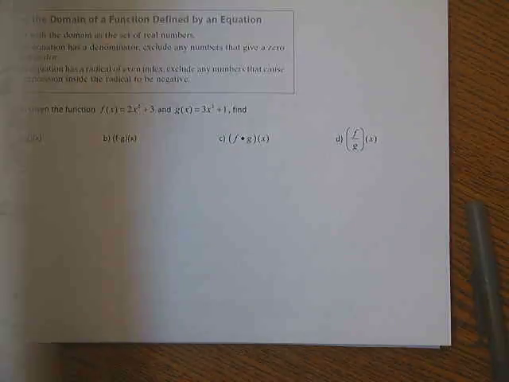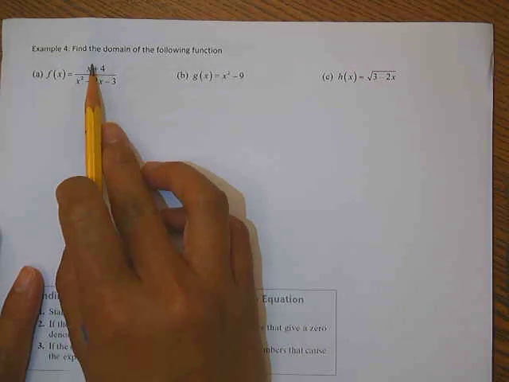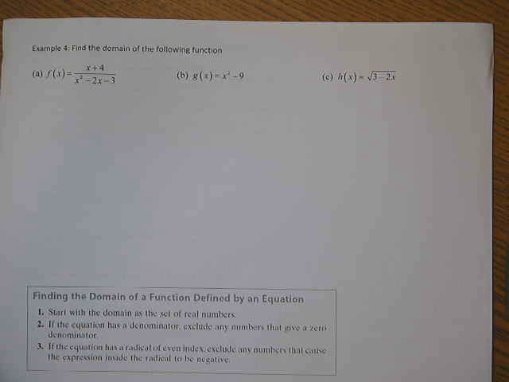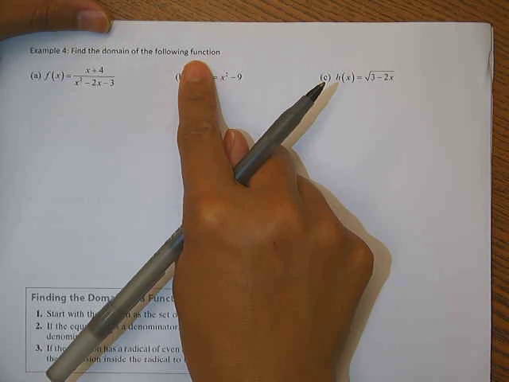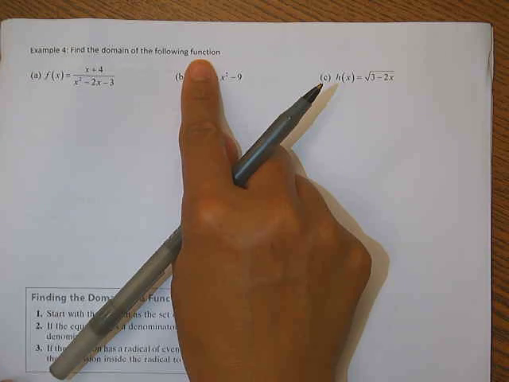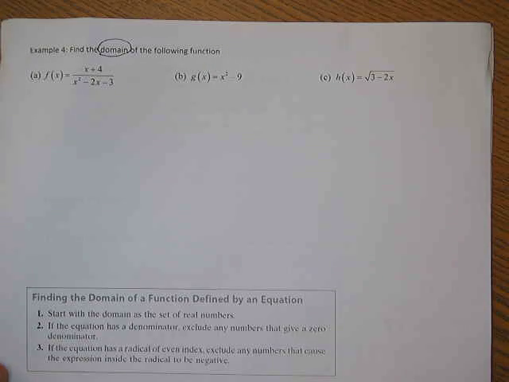All right, let's move on to our next example. Example 4. Find the domain of the following function. If you remember, the domain is the set of all x values. And for it to be a function, there can only be one output for one input. The output has to be unique. So let's find the domain, which means I want to find every single x value possible.